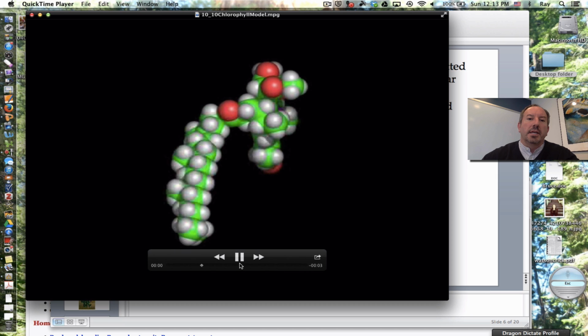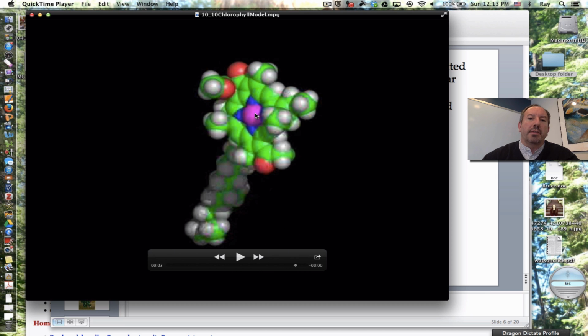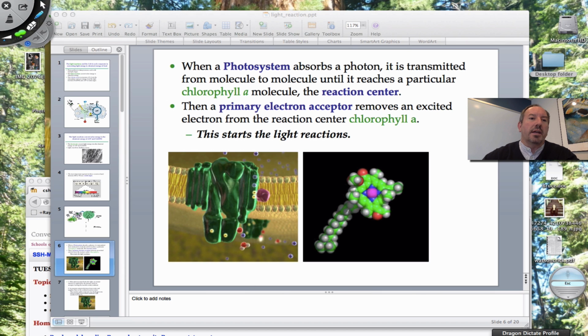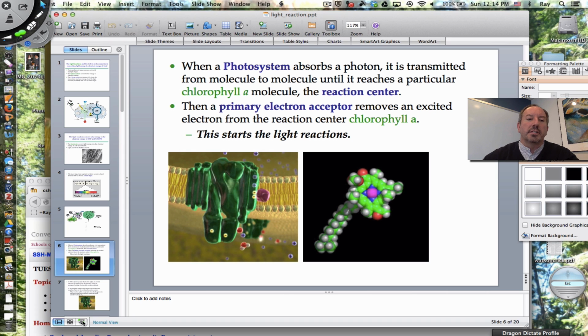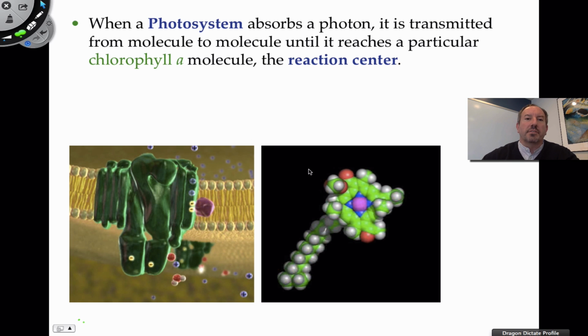Let's see that again. It really looks like a lollipop right here. And here's the porphyrin ring, and then there's that magnesium in the center, which is held together by those nitrogens and this carbon. And so it's really conducive to capturing sunlight. It's kind of neat that the structure of it is designed to do what its function is, which is absorb sunlight.